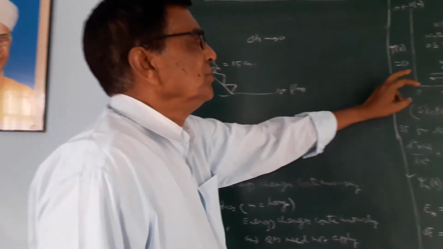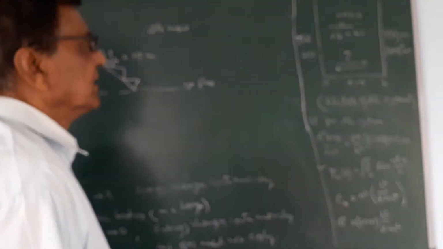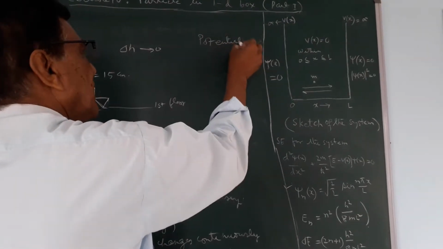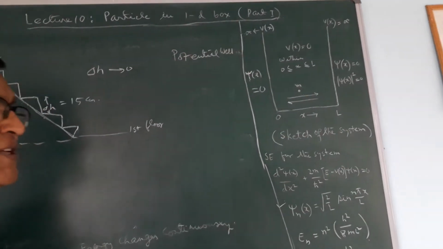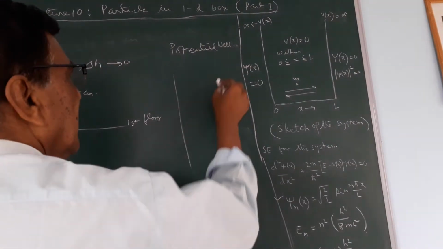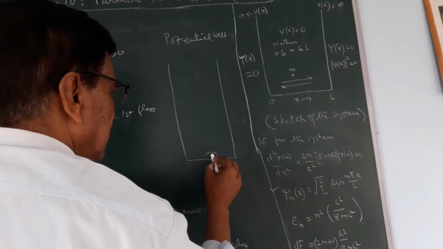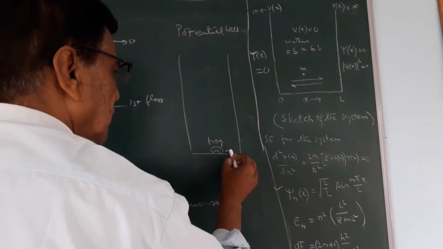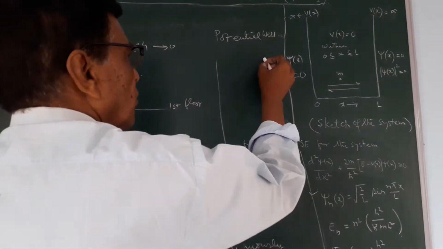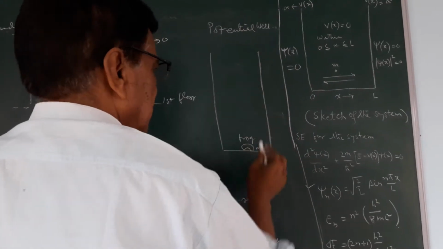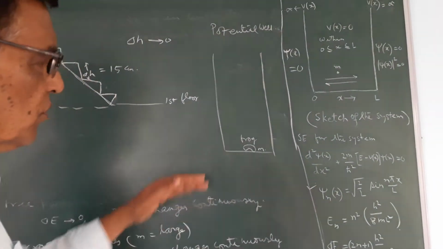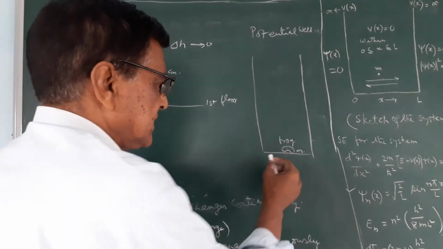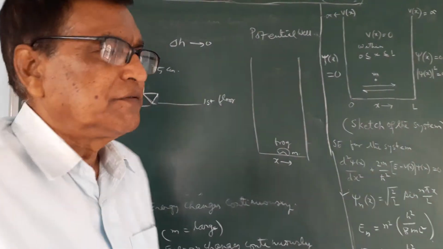Actually, this system which I am referring to is also called a potential well. Suppose this is the well, and here is one frog of mass m, and this is the wall of this well, and the frog will be executing to and fro motion along, suppose, the x direction on the bottom of this well.